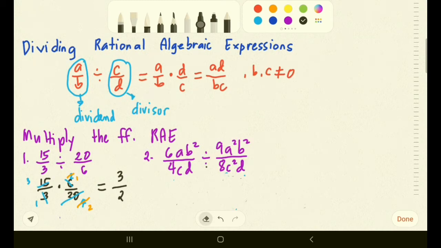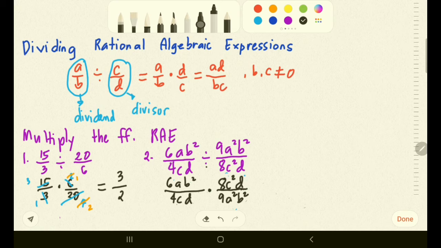Now, let's proceed to example number 2: 6ab squared over 4cd divided by 9a squared b squared over 8c squared d. First, we're going to change it into multiplication. You just copy the dividend, 6ab squared over 4cd, then change the operation into multiplication, and then get the reciprocal of your divisor, which is 8c squared d over 9a squared b squared.